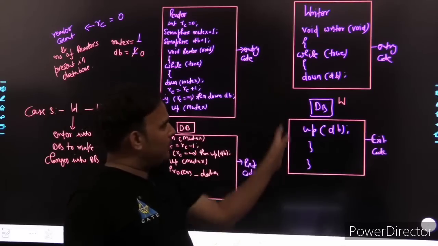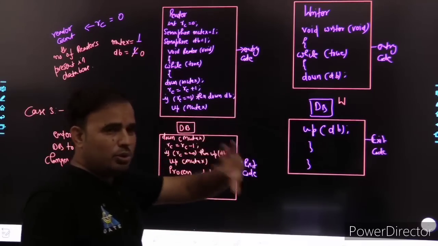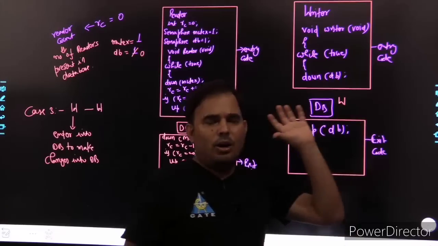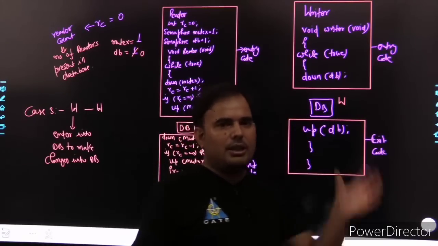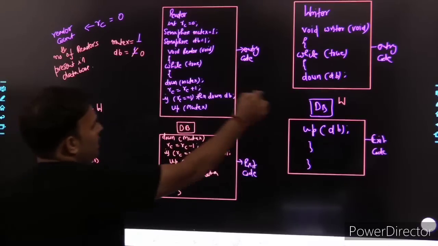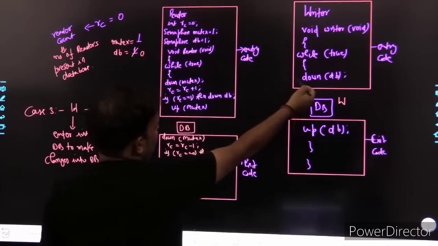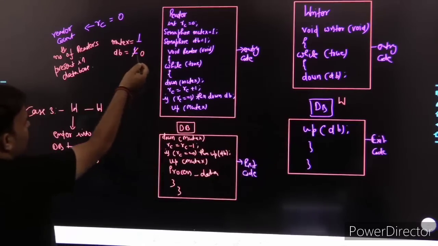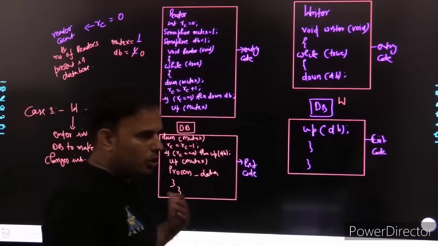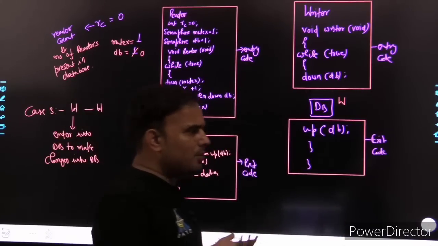Can it enter into the database, my dear friends? No, that writer cannot enter the database, meaning both writers cannot make changes in the same database at the same time. This writer will also execute this entry code, so it needs to perform down of db. But db is 0, so we cannot perform the down operation because this is a binary semaphore.